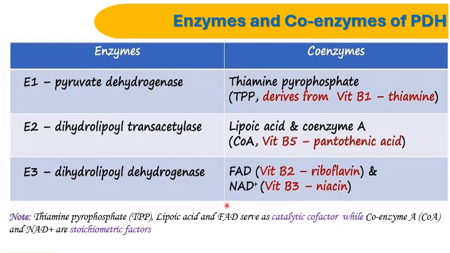Now, you will also note that thiamine pyrophosphate, lipoic acid, and FAD serve as catalytic cofactors, while coenzyme A and NAD plus are stoichiometric factors. In other words, they are just there to balance the equation. Okay.